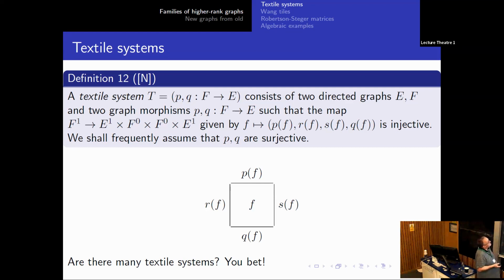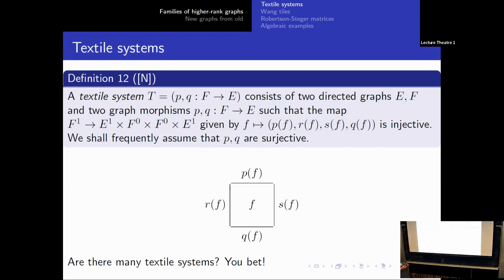So it's a pair of maps between two directed graphs, such that the map from F1 to E1, F0, E0, E1, so just best to look at this picture. You take an element in F, you write down its range and source on the vertical edges, and P of it and Q of it on the bottom. So these are edges in E, and these are vertices in F. And that's something I want you to remember a slide or two in the future. I've picked out some information from E and some information from F. Draw that picture.